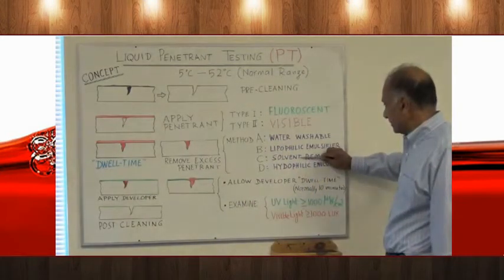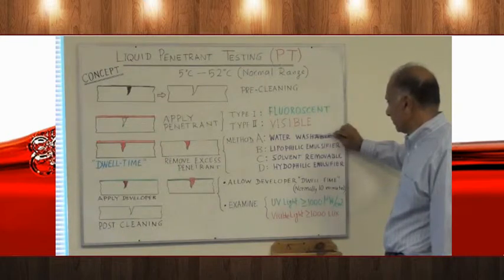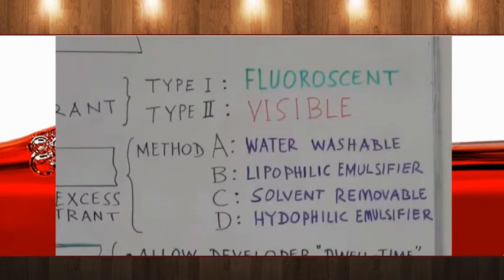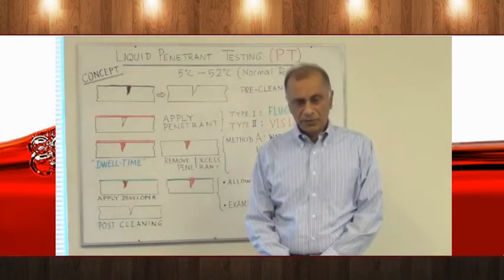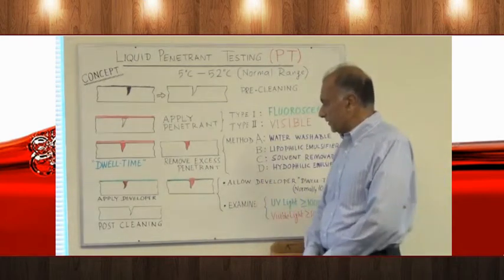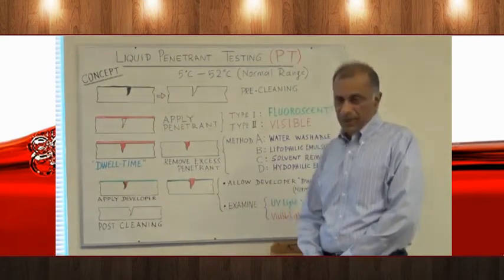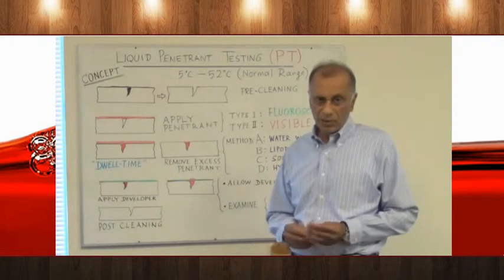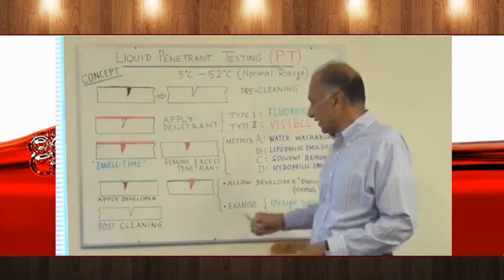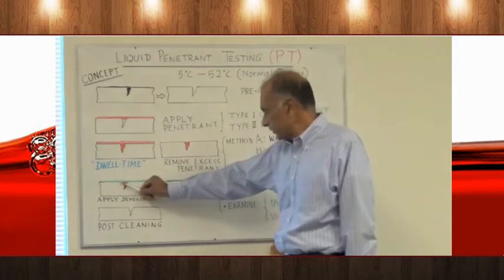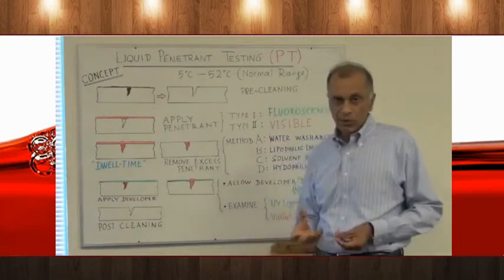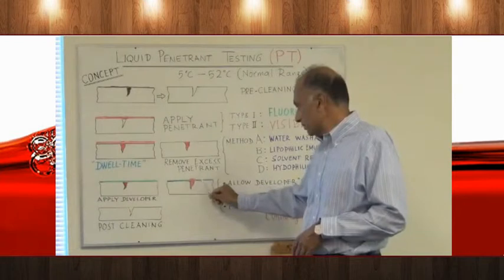Solvent removable method is method C. Then we have water washable method, which is method A, and the emulsifier method. There are actually two methods, B and D, which are a lipophilic emulsifier and a hydrophilic emulsifier. Once the penetrant has been removed from the surface, a developer is applied. The purpose of the developer is to pull the penetrant out of the discontinuities with a process called reverse capillary action. Here we see the developer has been applied on the surface, and after a little while the penetrant is pulled out of the discontinuities and shows up on the surface.